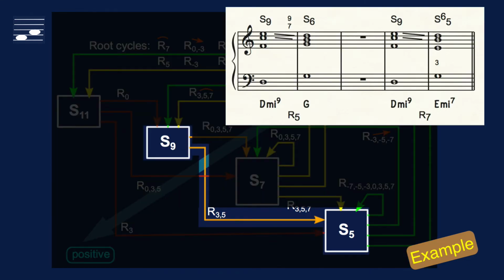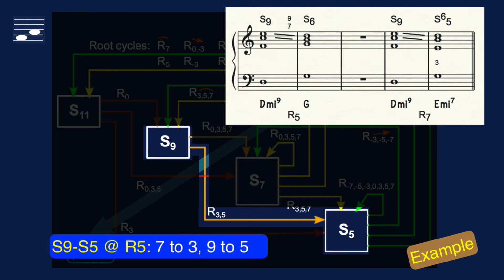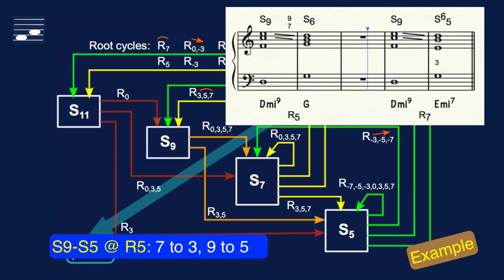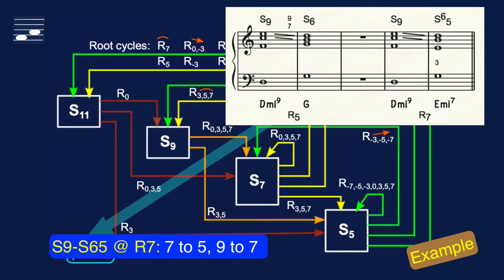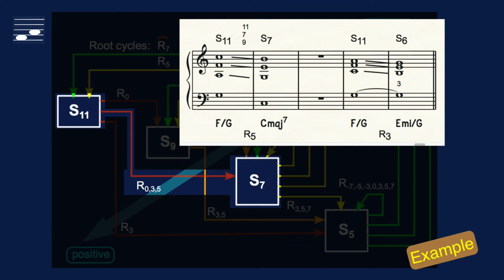Now listen to the S9, going to either a triad or an S7 chord, for positive root cycles R5 and R7. Finally, I demonstrate the triple dissonant resolution for S11, again involving positive root cycles.